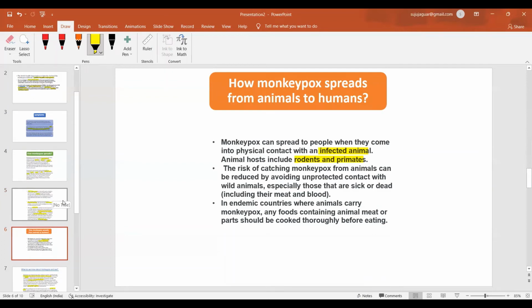So how does monkeypox spread from animals to humans? It can spread to people when they come into physical contact with an infected animal. The animal hosts include rodents and primates. So how can we reduce the risk of catching monkeypox? It can be reduced by avoiding unprotected contact with wild animals, especially those that are sick or dead. In endemic countries where animals carry monkeypox, any foods containing animal meat or parts should be cooked thoroughly before eating.